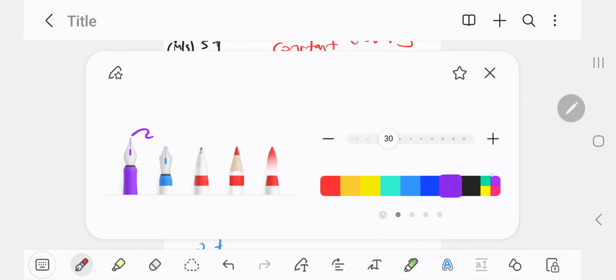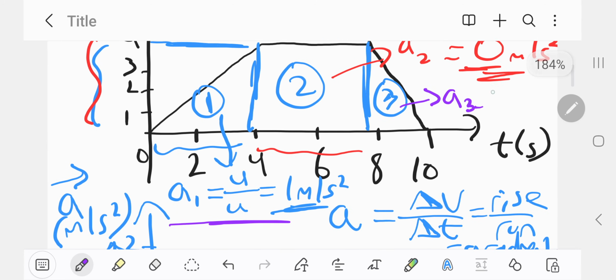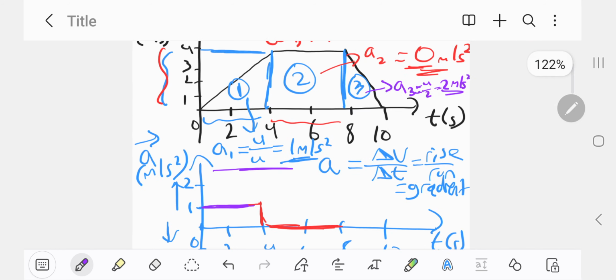Then the last area, the last shape, a sub 3, is the rise, which is once again 4, divided by the run from 8 to 10. The difference is 2. So 4 over 2, you get 2 meters per second squared. Excuse the mess. Let me zoom in a bit. It's harder than it looks writing on this thing.